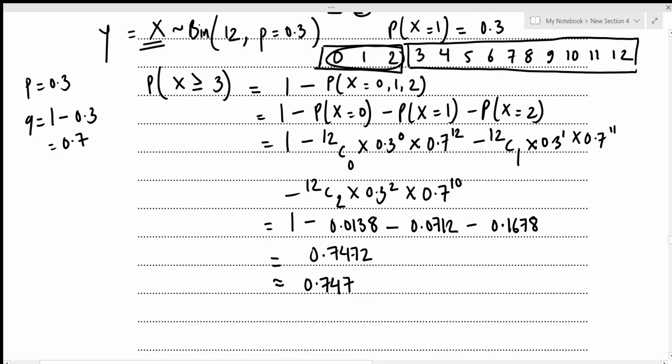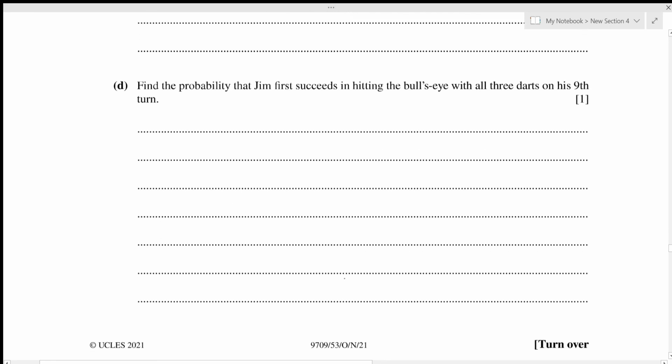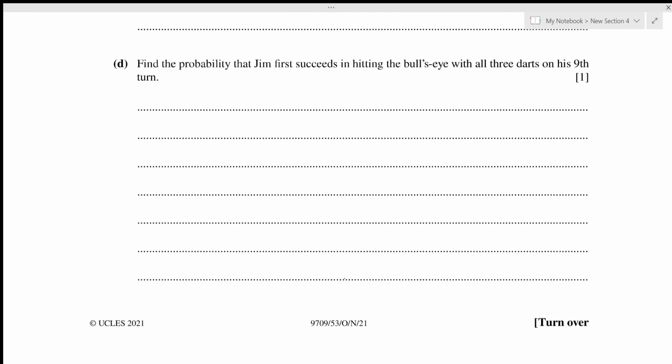Let's move on to the fourth part. Find the probability that Jim first succeeds in hitting the bullseye with all 3 darts on his 9th turn. So the probability of hitting with all 3 darts is just going to be the probability x equals 3, which is given in the question in the form of a probability distribution table, which has the value 0.05. But we only want Jim to succeed on his 9th turn. So this just automatically transforms into a geometric distribution now, right?